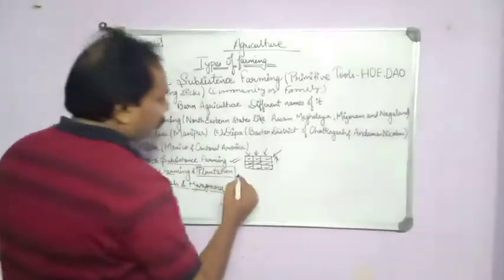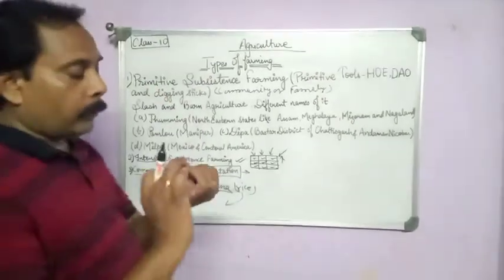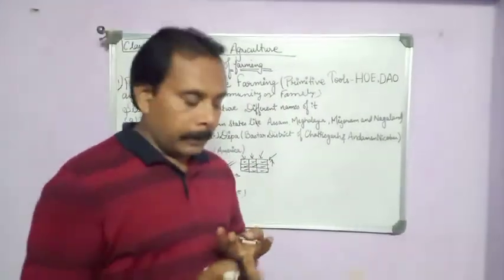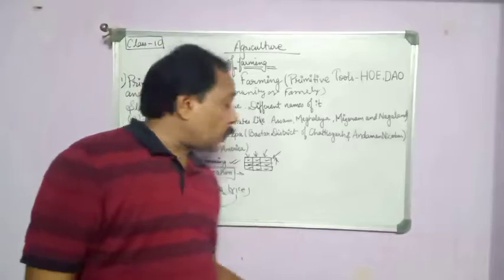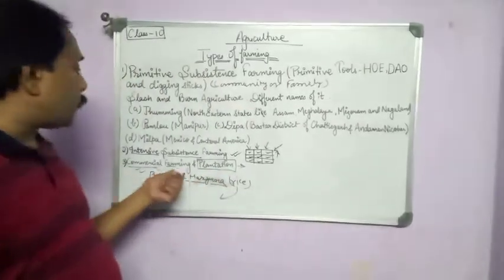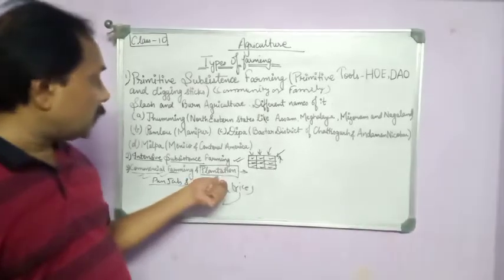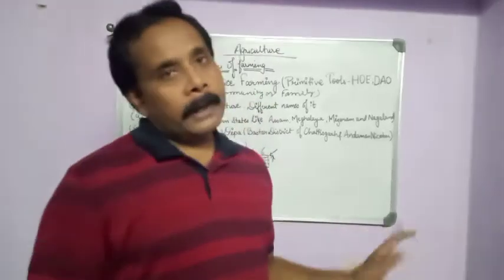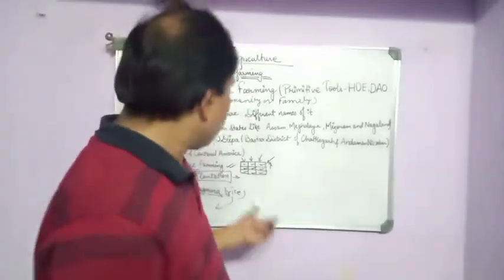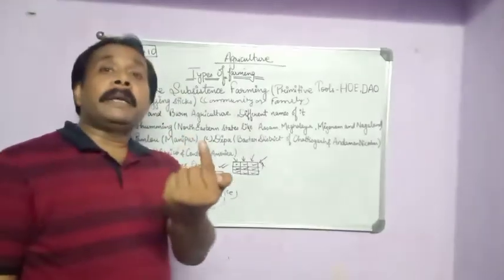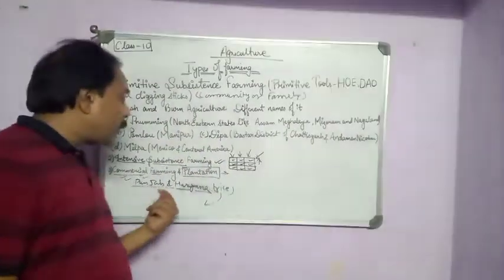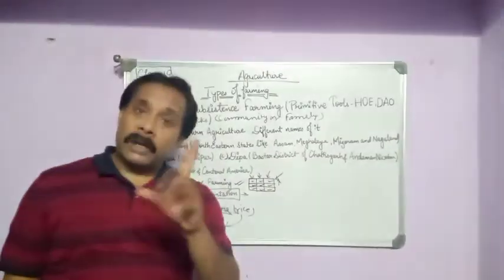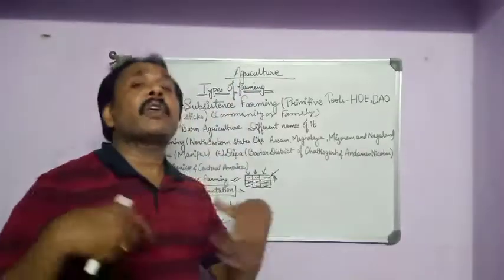Now come to the plantation. Plantation means the production of banana, the production of tea, the production of coffee, rubber, and so on. So plantation is also a part of commercial farming, because plantation agriculture provides raw material to the agro-based industry. It is produced as a single crop in a year, whereas in Punjab and Haryana rice is produced two times, but in case of plantation only a single crop is produced.